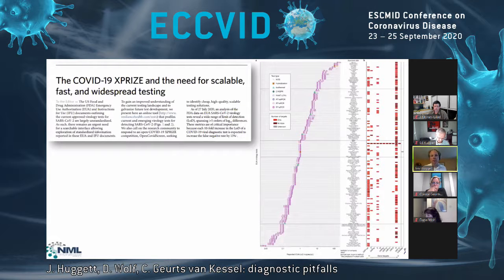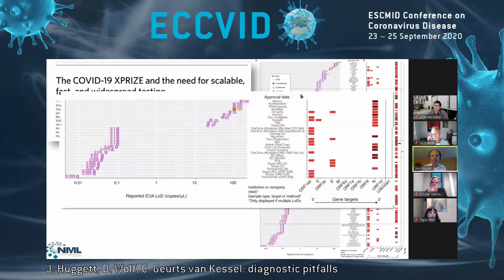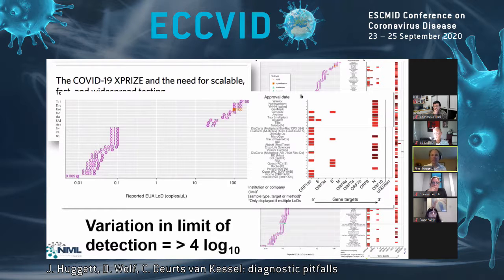If you look at this manuscript, it shows this quite nicely. As early, I think, this month. Basically, this figure on the right, I'm going to zoom in on, and it talks about the limit of detection and the differences with a number of the different methods that have got emergency use authorization. And the details for the purpose of this presentation are not necessarily needed. Suffice to say that there is over 4 orders of magnitude in the reported limit of detection of those methods.